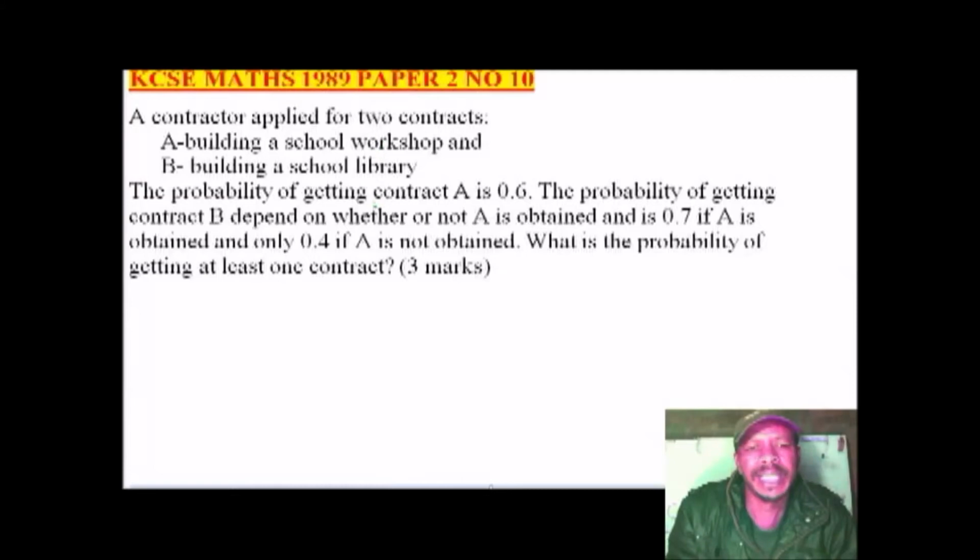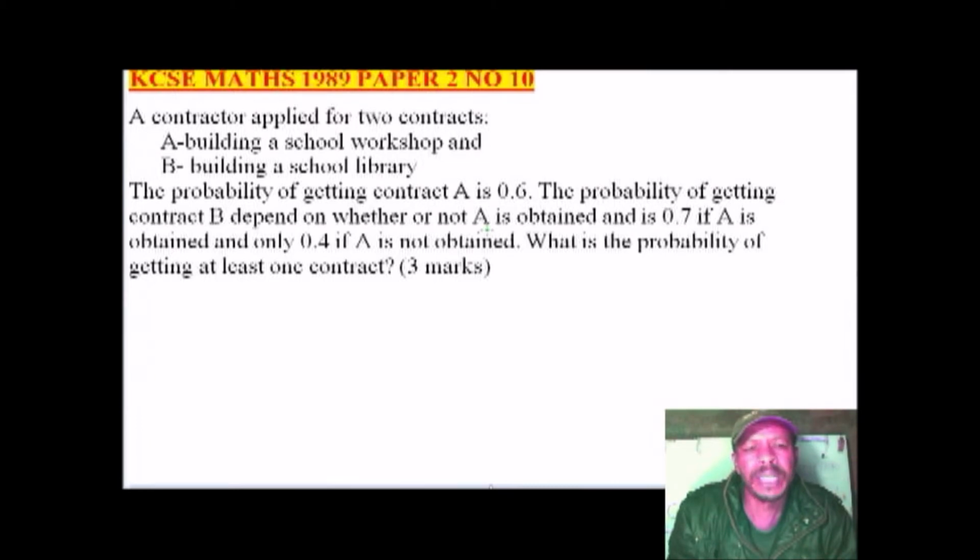So this was tested in 1989, paper 2, question number 10. We are told a contractor applied for two contracts: A, building a school workshop, and B, building a school library. The probability of getting contract A is 0.6. The probability of getting contract B depends on whether or not A is obtained, and is 0.7 if A is obtained and only 0.4 if A is not obtained. What is the probability of getting at least one contract? You are given 3 marks.